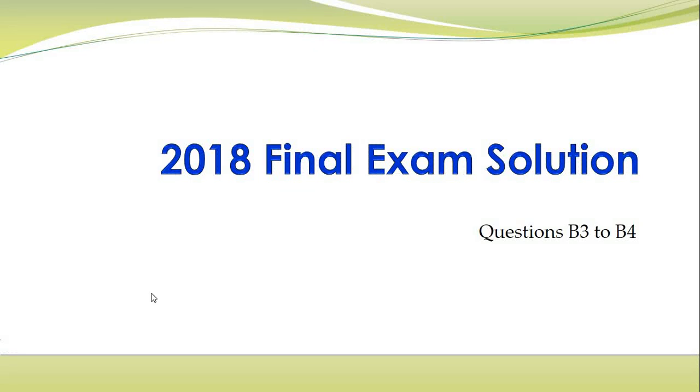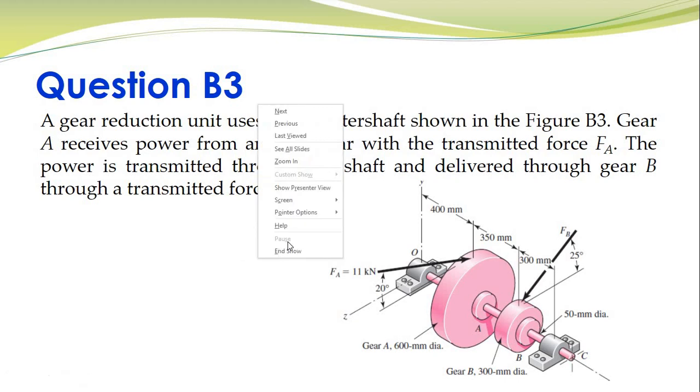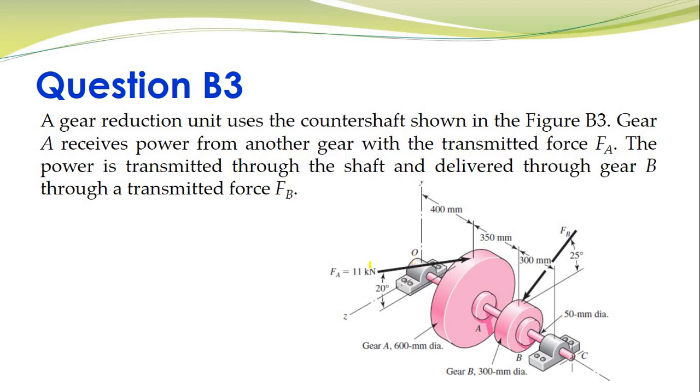Let's now look at questions B3 and B4 from our 2018 final exam paper. What we're trying to do is find the bearing size that is required at support C and support O. We've got two gears, gear A and gear B.